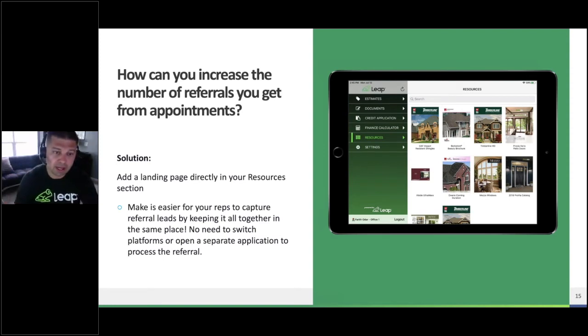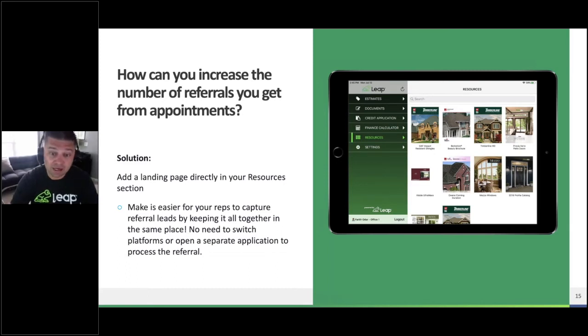So if the rep is in the house and has to replace a lead, or he has a referral that he wants to capture, he can just click into Leap, go into his resources, click on his lead capture form, and fill in all the customer's information. You don't have to memorize anything. You don't have to open up a separate app, and everything is just there at their fingertips.